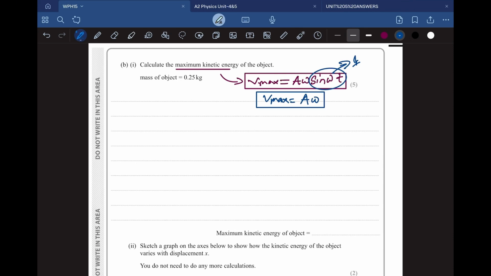In that video I have explained that particular part in real detail, and I have shown a very similar question to this one. So please go through that video because it includes a few more important things as well. So the formula becomes v max is equal to A times omega. Now we will have to figure out this A. So how will we actually figure out this A?